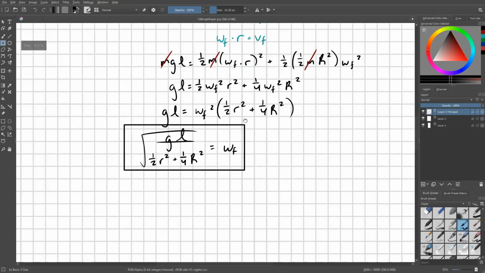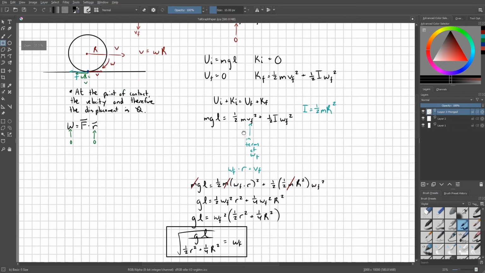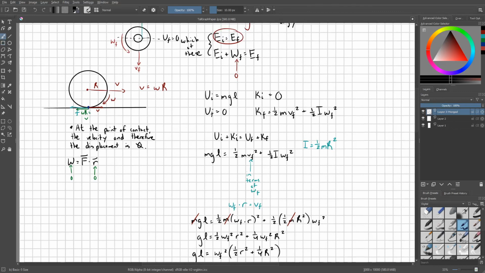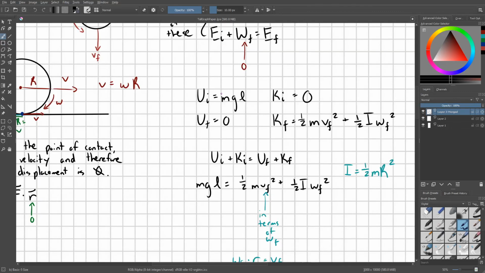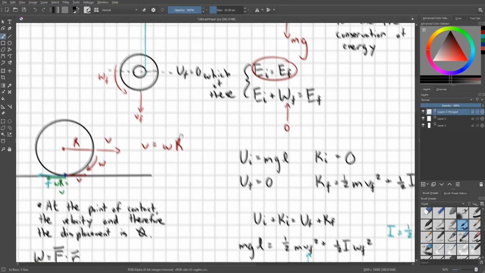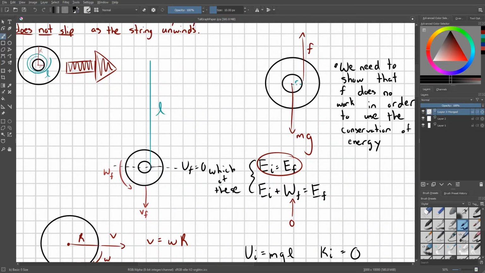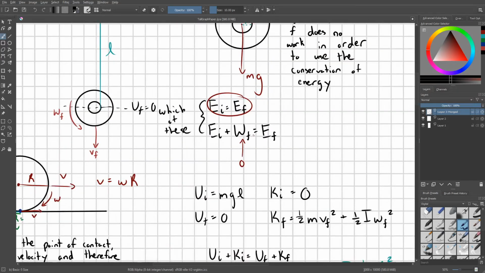So I hope you realize that the key to saying, look, we can tackle this problem using the conservation of energy was to recognize that during rolling without slipping, no work was done by the frictional force F. If there was work done, if this work due to the friction was not zero, that would make this a much more complicated problem.